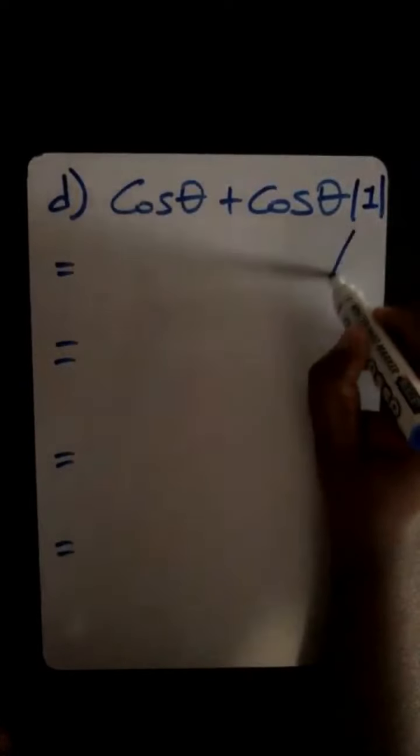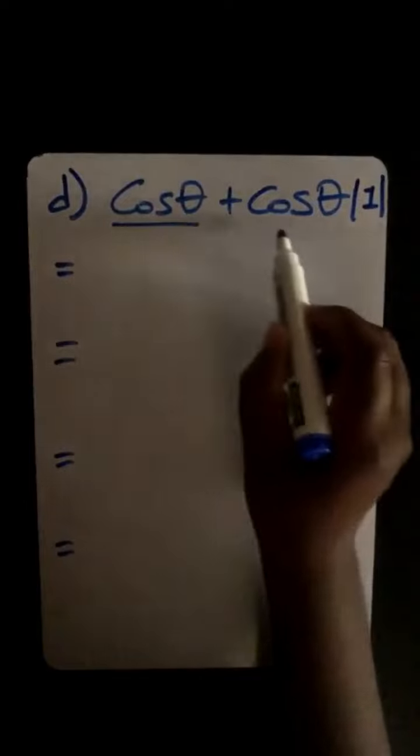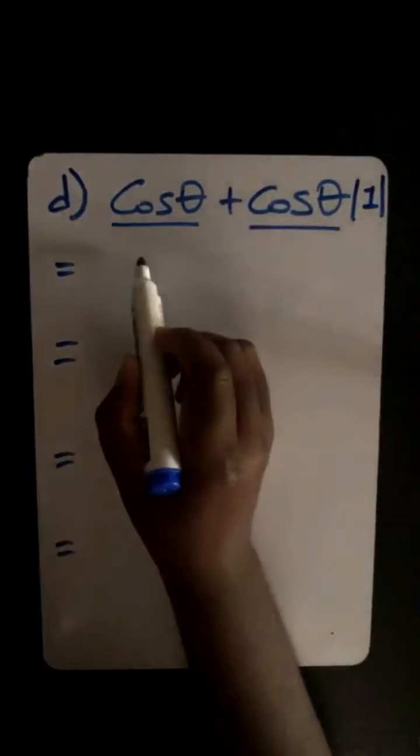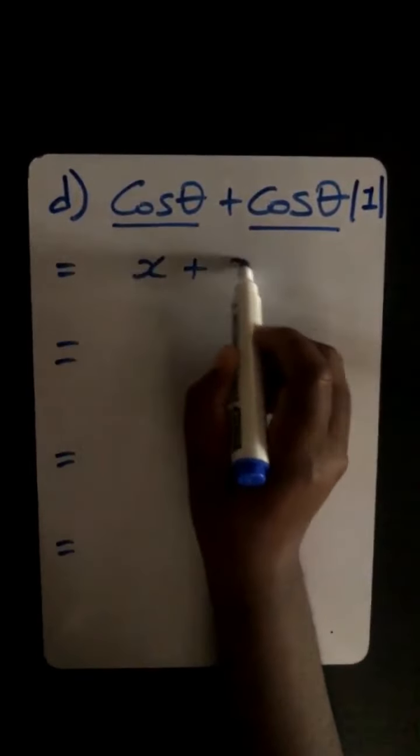So this problem was going to be allocated 1 mark. Marks allocated to a problem serve as an indication of the amount of work required for this type of problem. For the fact that this problem is allocated 1 mark, it's very easy, guys. This is cos x, this is cos x. It's more like you've got x plus x.